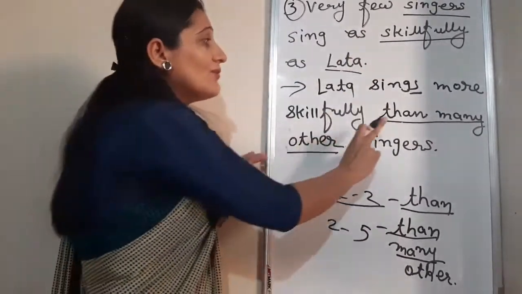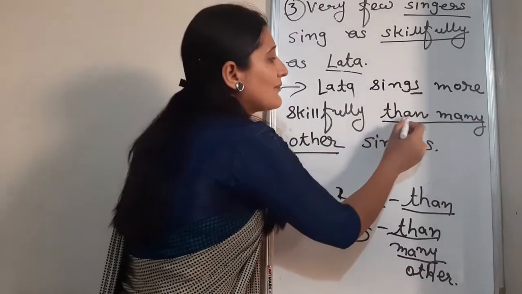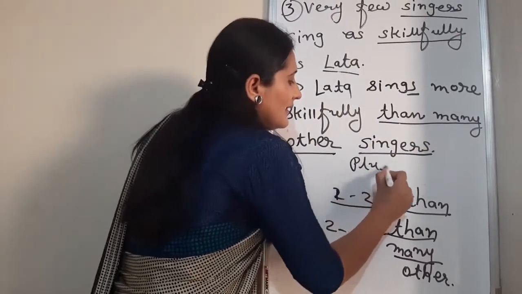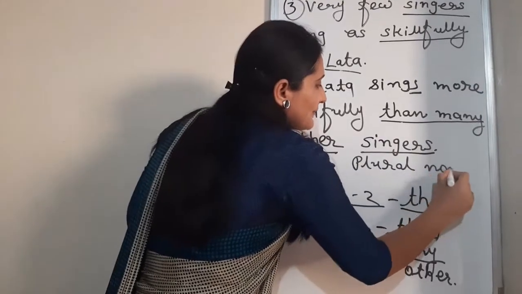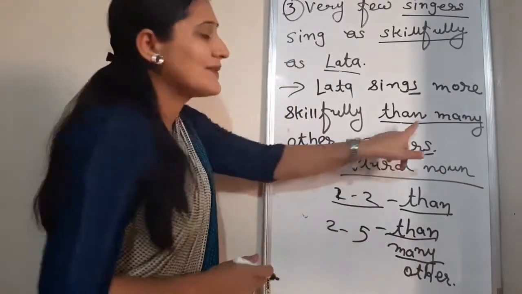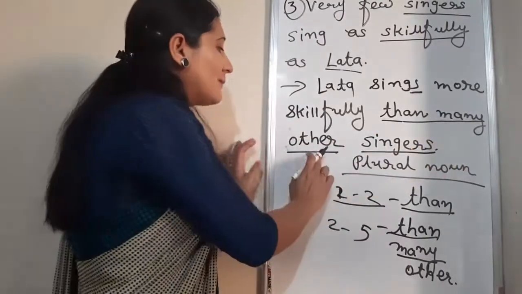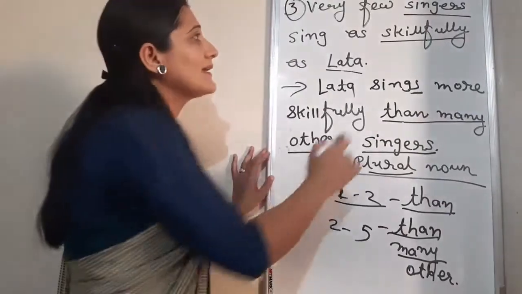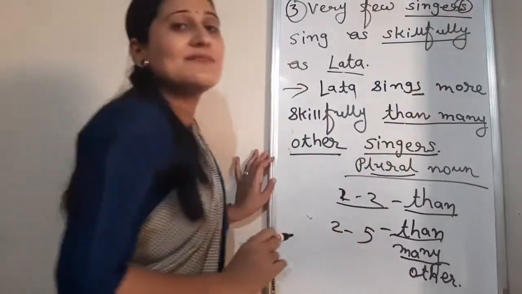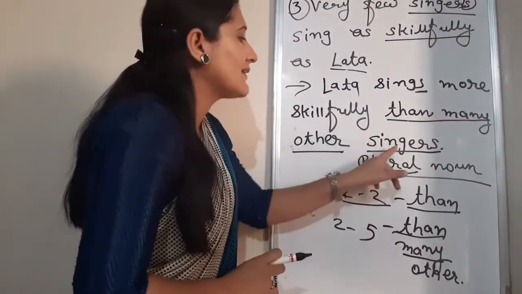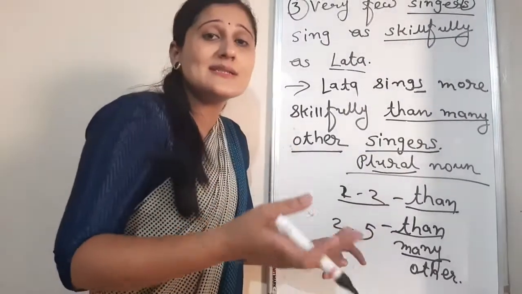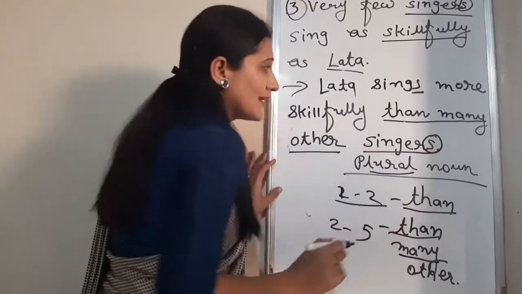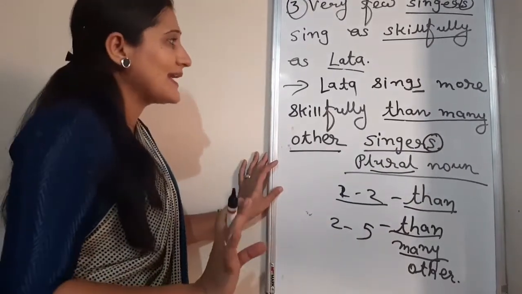Now one more thing you have to keep in mind. After then many other, a plural noun will compulsorily be there. Plural means you can find so many. S will be there, right? Then many other singers, then many other students, then many other boys. In short, S you can find, right? So let me repeat one last time.